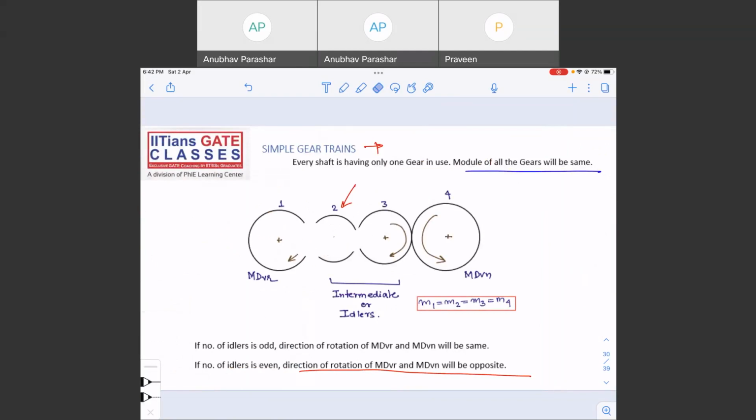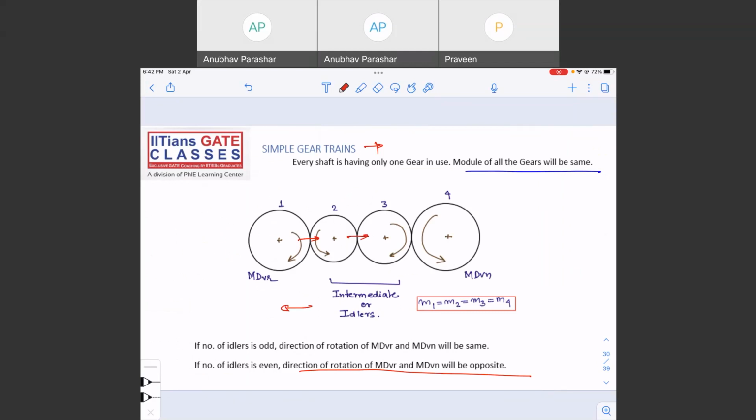I'm giving a shortcut hint how to find out idler gears. If a gear is connected to two other gears, then it will be known as an idler gear. For example, 2 is connected to 1 and 3, so 2 is idler. 3 is connected to 2 and 4, that means 3 is idler. So idler gears do not contribute to power transmission, ठीक है?